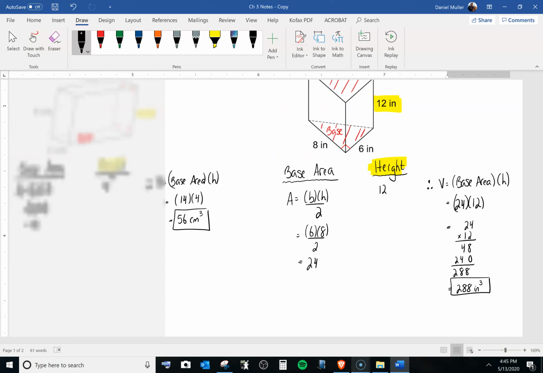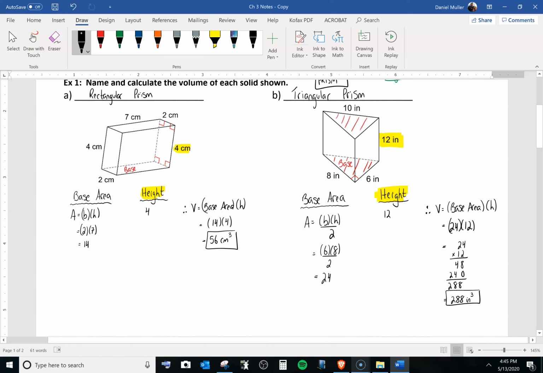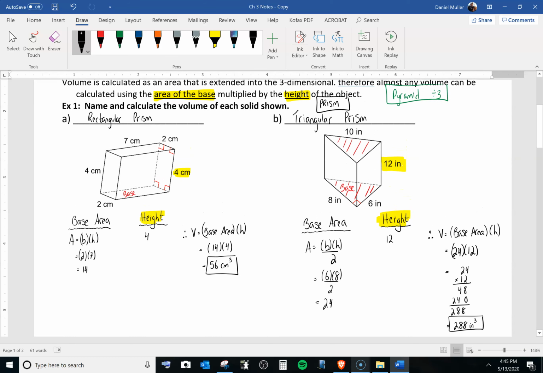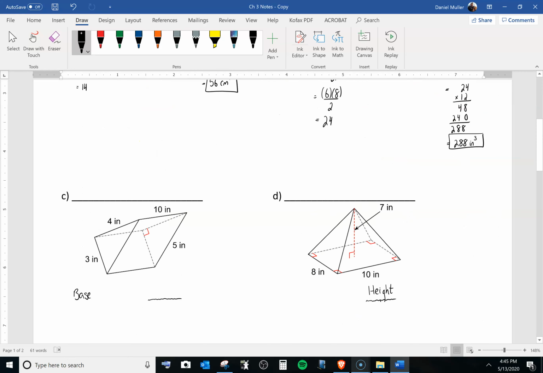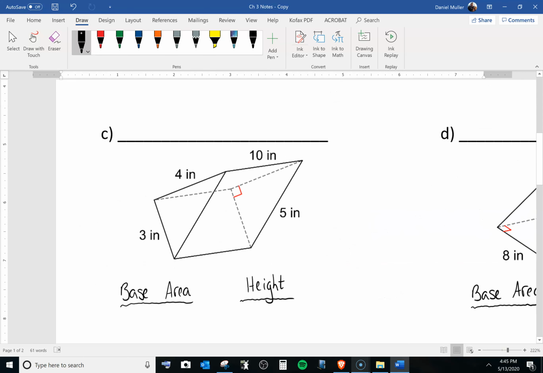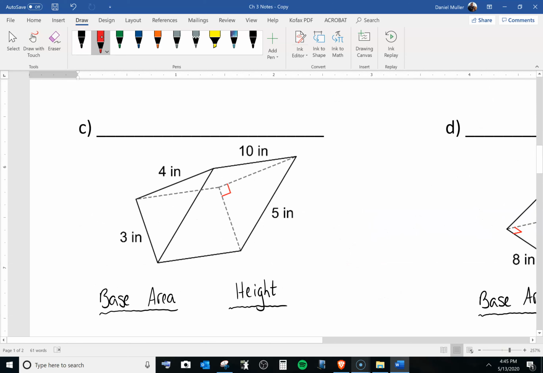So I'll just zoom out a little bit here. And I'm going to keep going right on to the next two. So if you need to pause this to write any of this stuff down, you can. So keep going here. We've got a base. So we need to find the base. The base is actually here. Base. And you can see that it's the exact same shape on the other side.